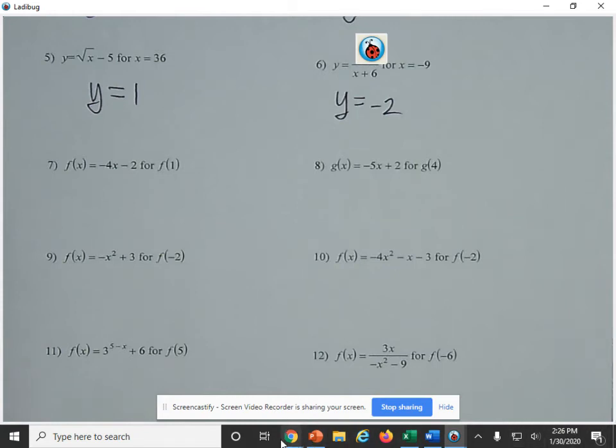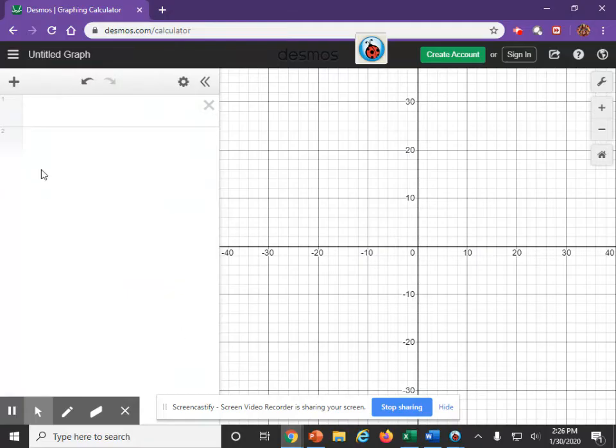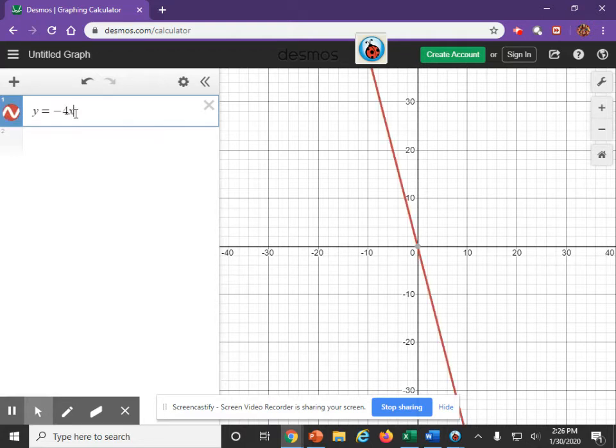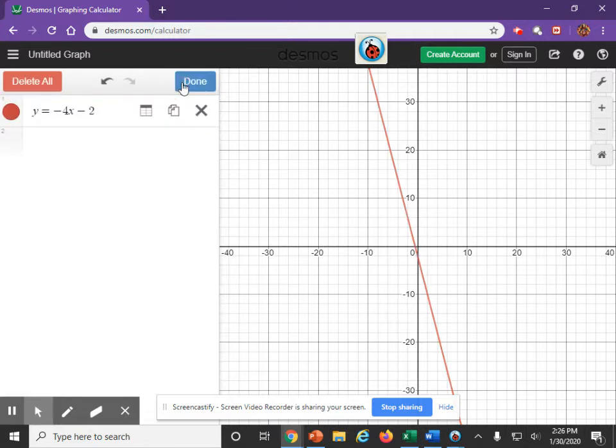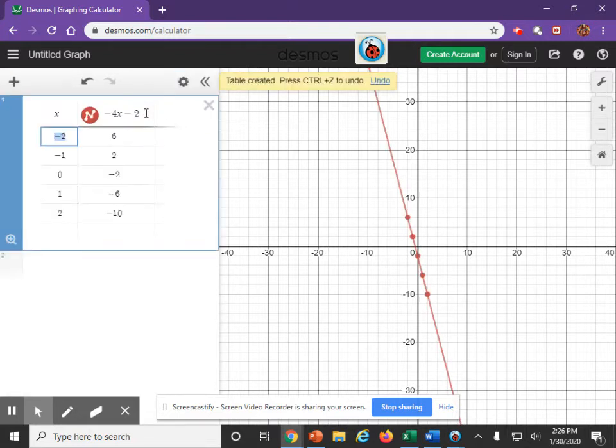Okay, so let me switch over to Desmos. I don't have to type f of x. I can type y equals, and I'm going to type negative 4x, and then minus 2. And then I'm going to convert to a table. And I want to know what happens when x equals 1. So my answer is negative 6.